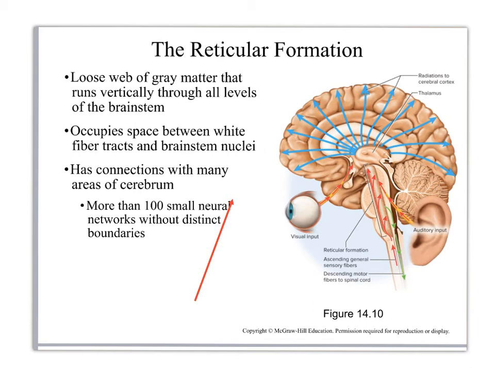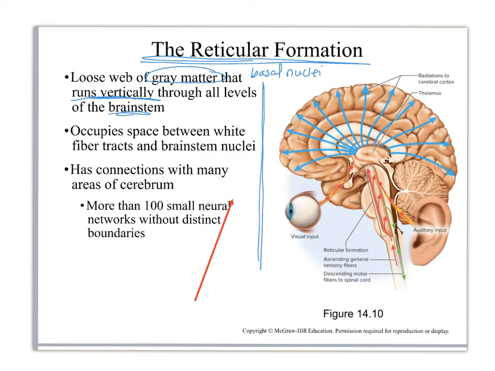So with this reticular activating system, the reticular formations are going to be loose islands of gray matter. So gray matter, and these are basically types of basal nuclei, okay? They're going to be running throughout the brainstem. So they're basically going up and down like this.